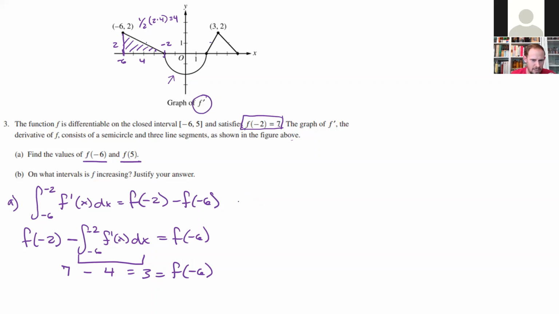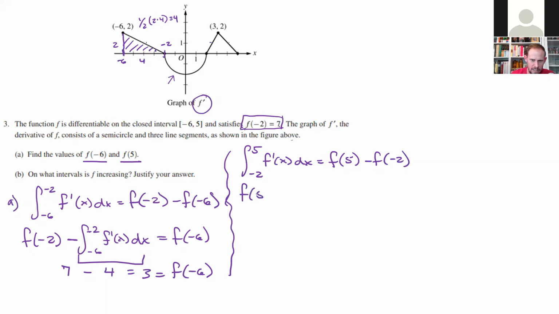So to get f of 5, we basically do the same thing. So we could integrate from, let's go a little higher here, negative 2 comes first. So we'd go from negative 2 to 5 of f prime. That would be equal to f of 5 minus f of negative 2. So to solve for f of 5, we just add over the f of negative 2. So we get f of 5 equals f of negative 2 plus the integral from negative 2 to 5. And it looks like we got one more person here. Add their name to the attendance.